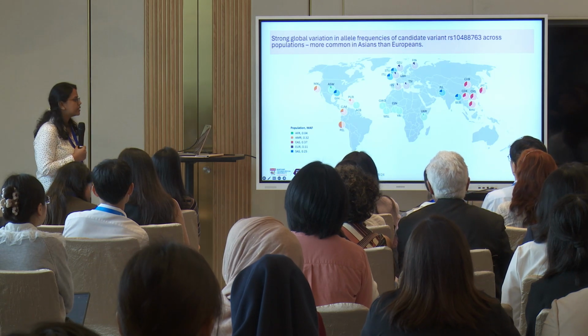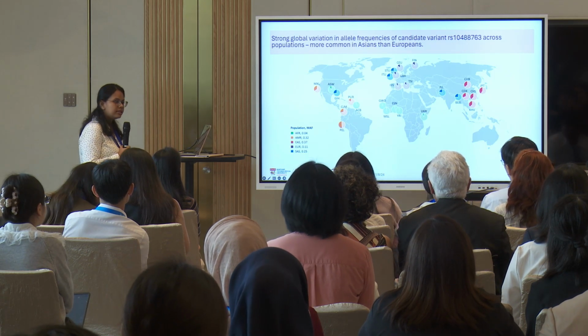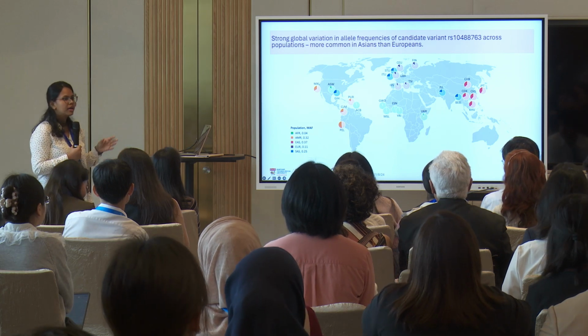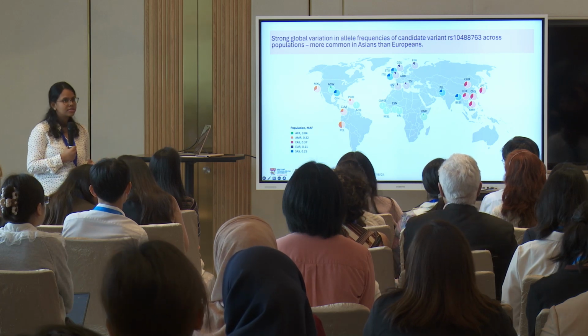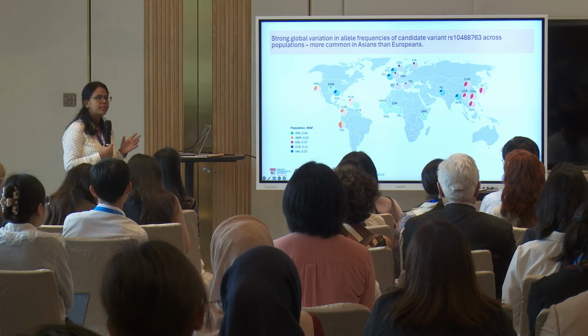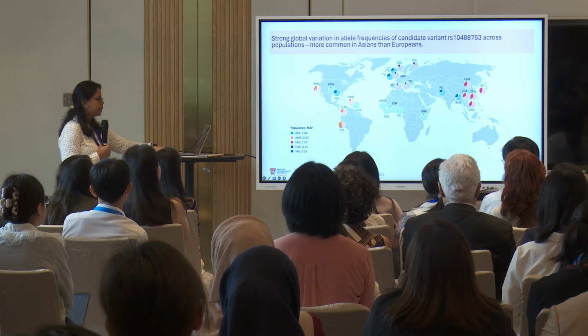We also found that there is strong global variation in the allele frequencies of this candidate variant across different populations, and that it is much more common in Asians and South Americans as compared to Europeans and Africans.